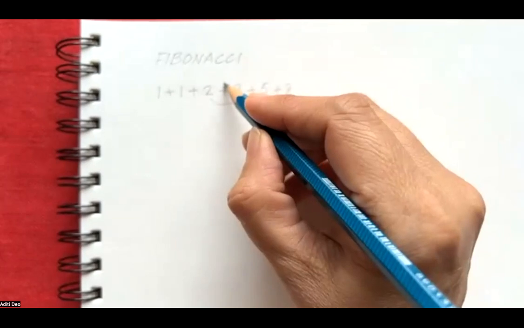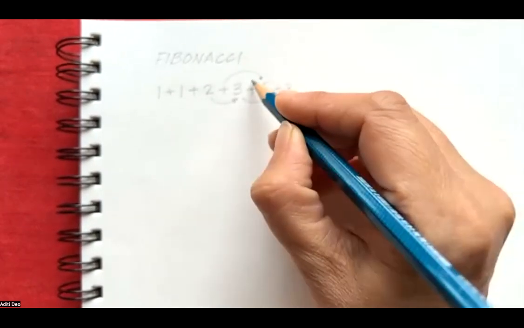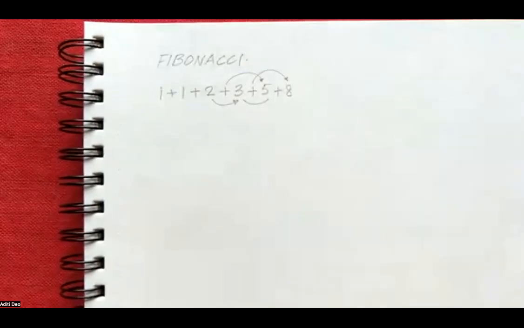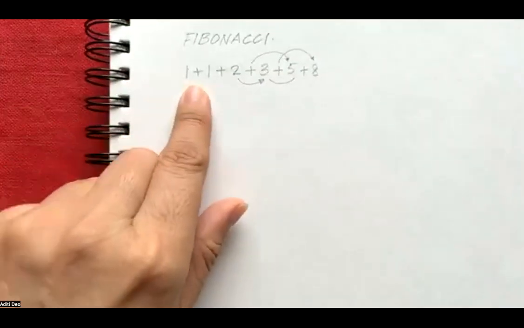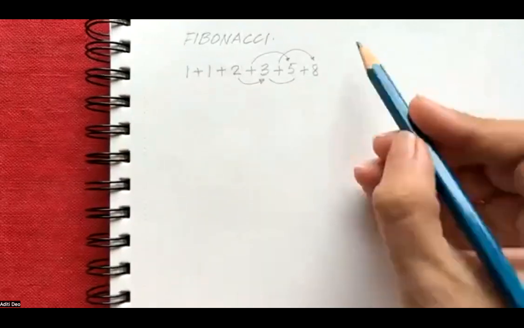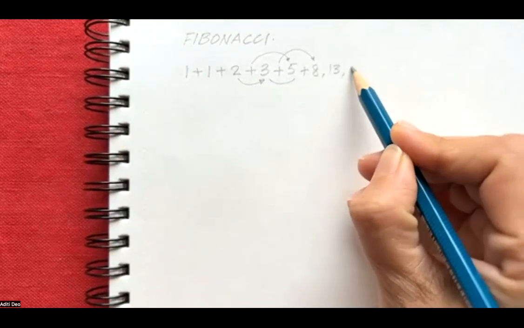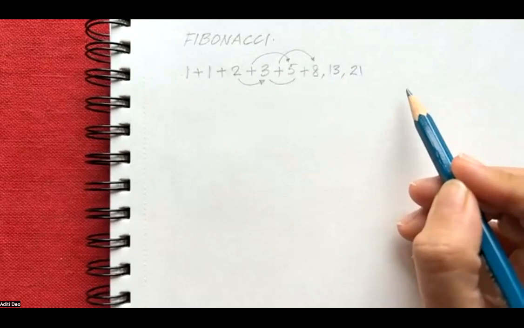It's from here you get this. From here you get this. And you can keep doing this endlessly. All right. Now, this is a very simple idea. From here you will get 13. From here you will get 21, so on and so forth.